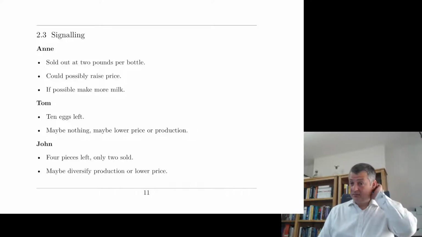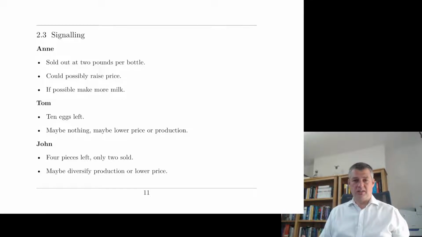Tom's got 10 eggs left. Maybe he could lower prices. Maybe he shouldn't do anything at all. If those 10 eggs are really difficult to produce or expensive, he could lower production to 50 and sell out. In the case of John, well, he sold 2 pieces, so maybe he should consider lowering his prices or even producing less intricate jewelry so that he could sell it more cheaply. These are the types of signals that all market participants get all the time.